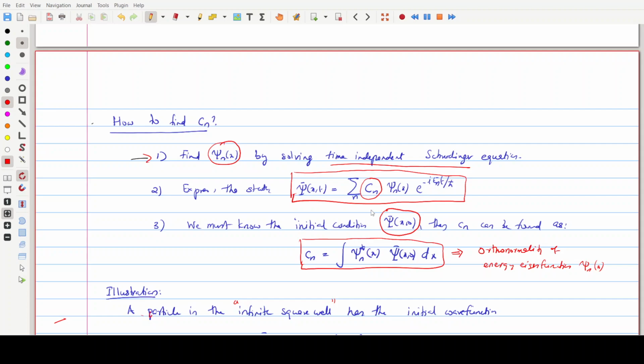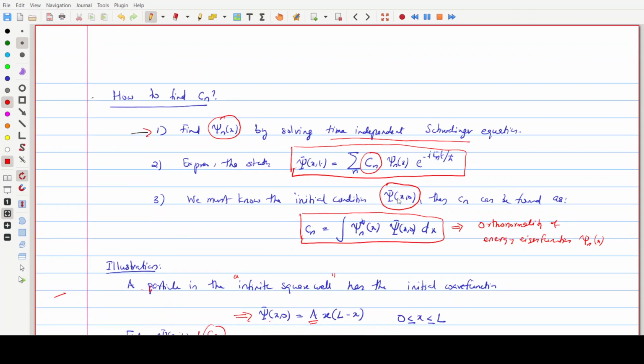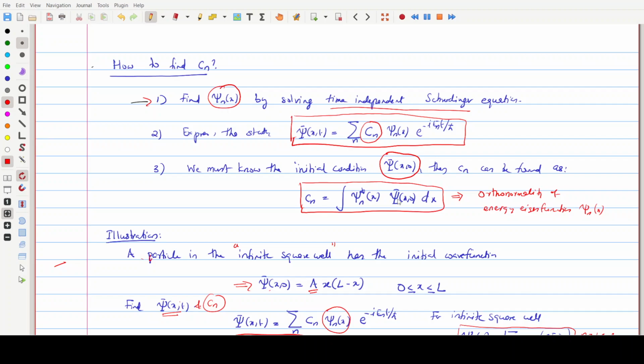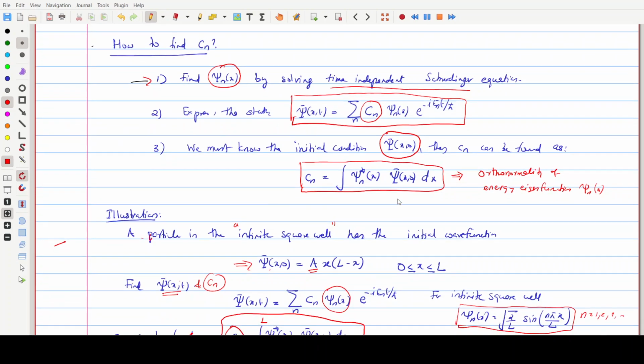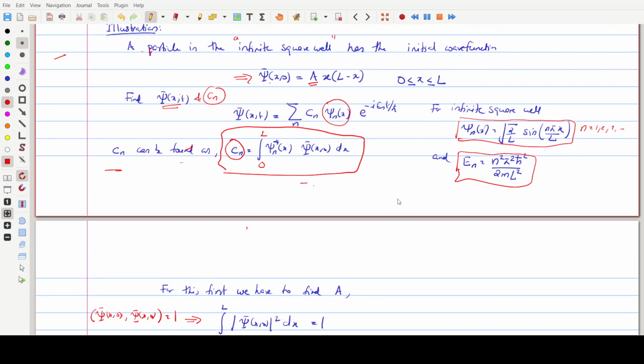So the general procedure is this: first you find the energy eigenstates by solving the time independent Schrodinger equation, then express the wave function in this form: psi of x as sum over n Cn sin of n pi x by L, e raised to minus E n t by h cross. And by knowing the initial condition, that is psi of x, 0, we can find Cn. So this is one of the simple ways. For this, we have to know the initial state, otherwise the procedure would be different. If the initial state is known, then this is the procedure, and we have shown one simple illustration.